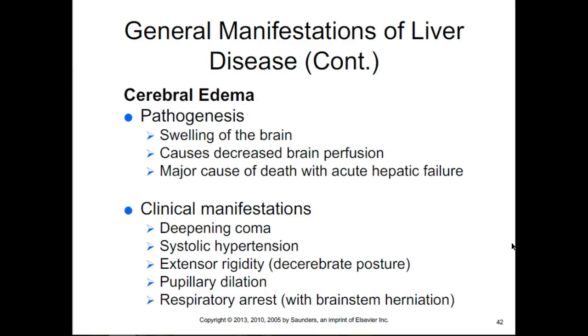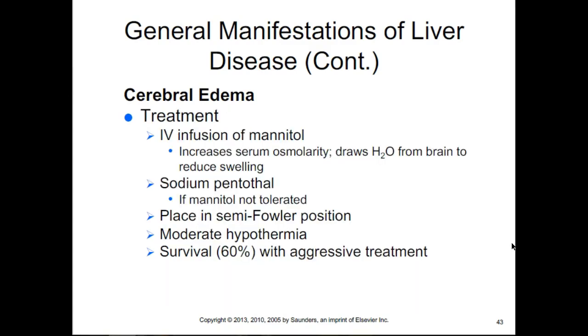And then cerebral edema. So pathogenesis includes swelling of the brain, right, causing decreased brain perfusion, and is the major cause of death with acute hepatic failure, right? So some of the clinical manifestations of cerebral edema include deepening coma, systolic hypertension, rigidity in the extensors. So we call that the decerebrate posture. You might want to look that up. And pupillary dilation and respiratory arrest, usually when the herniation in the brainstem is occurring, right?